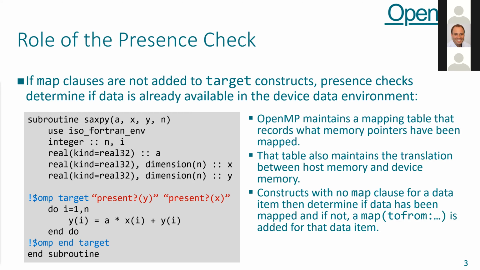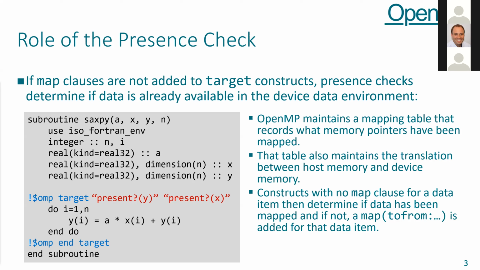If OpenMP, however, determines that this presence check fails for a particular data item, then it is as if you had written a map tofrom, so that the data is moved over, the mapping is established, the GPU kernel can run on the mapped data, and then when the kernel ends, this mapping is undone and the data comes back from the GPU.